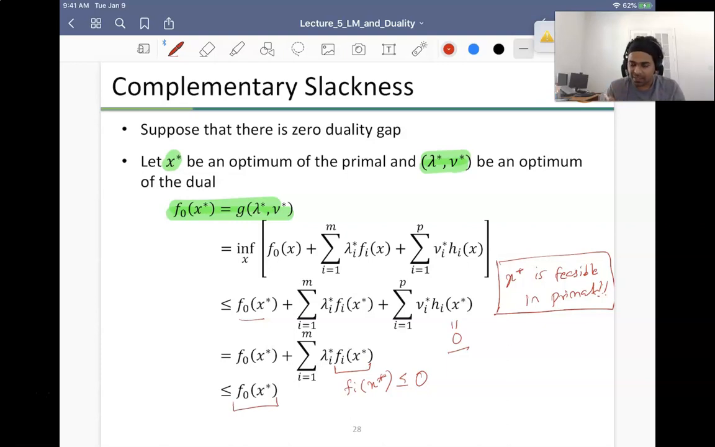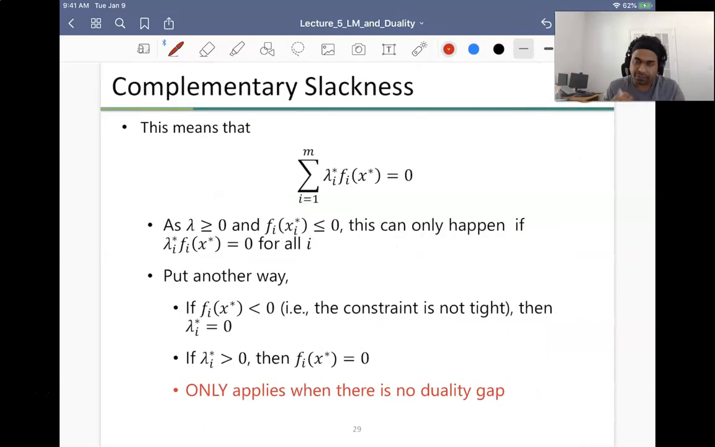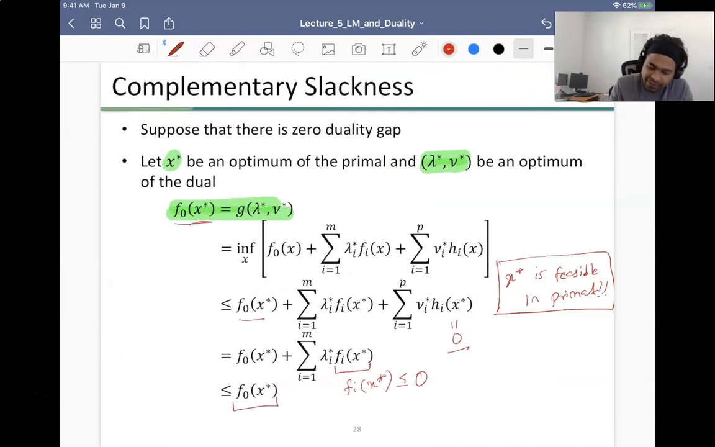So this means that for each of my lambda i f_i(x star), the sum of these terms, we have the following condition. The condition is that we must have the sum of lambda i star f_i(x star) equal to 0. Why should it be equal to 0? Because I have f0(x star) over here, and I have f0(x star) on the right hand side as well, plus there is this term, right?